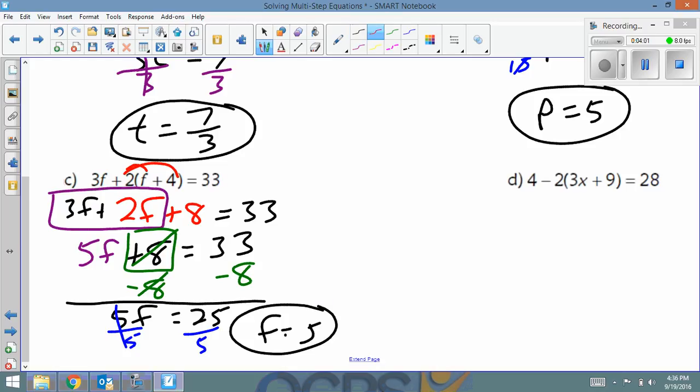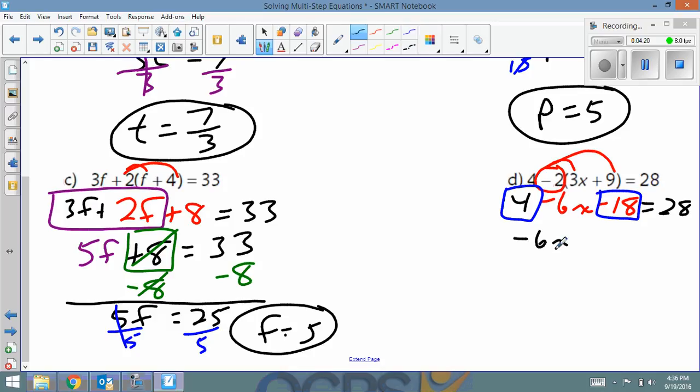And then same thing over here. We're going to take this negative 2 here and distribute. Negative 2 times 3x is negative 6x. Negative 2 times 9 is negative 18. We're going to bring down our 4. We're going to bring down our 28. Combine like terms if we can. This 4 can combine with negative 18. That's going to give me negative 14. Okay, then we're going to take that negative 14 and add it to both sides.